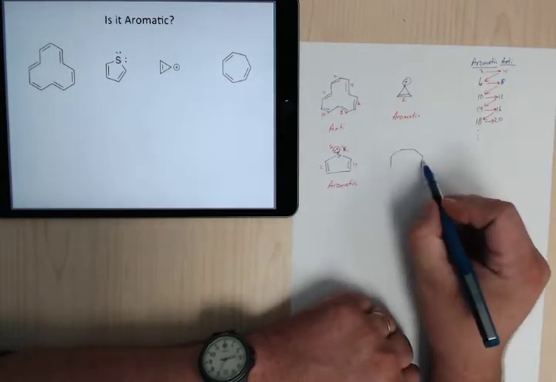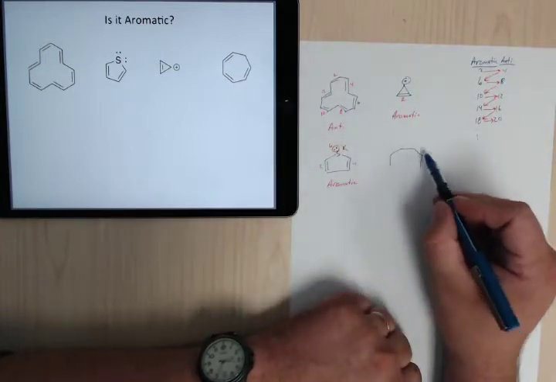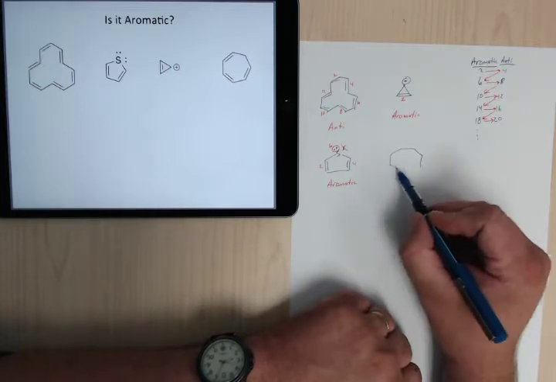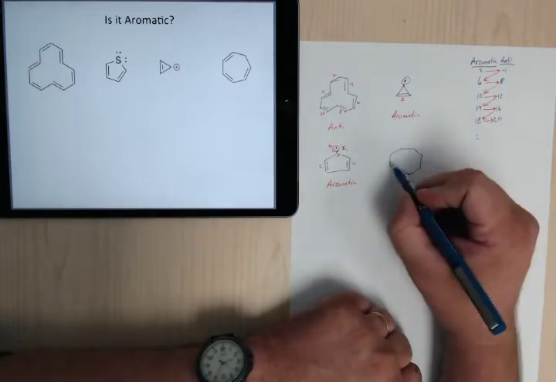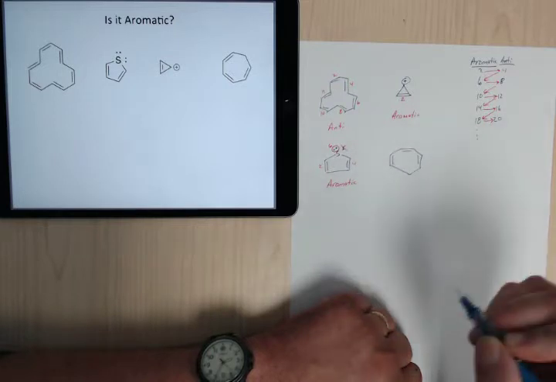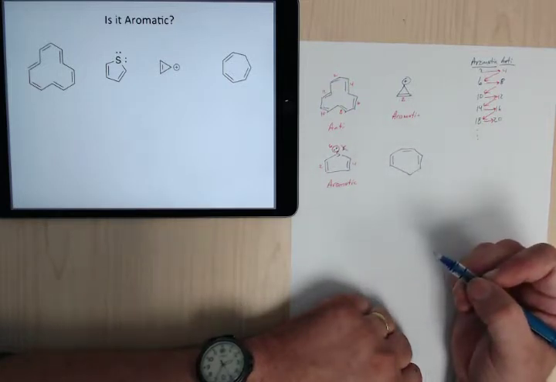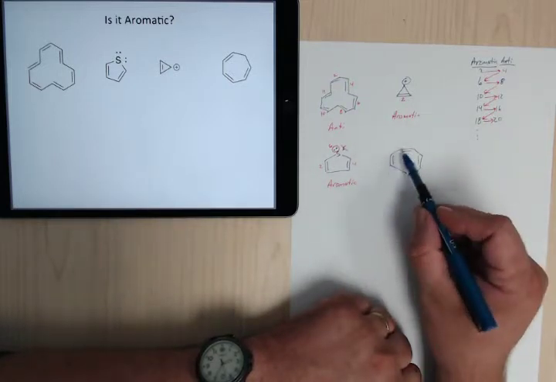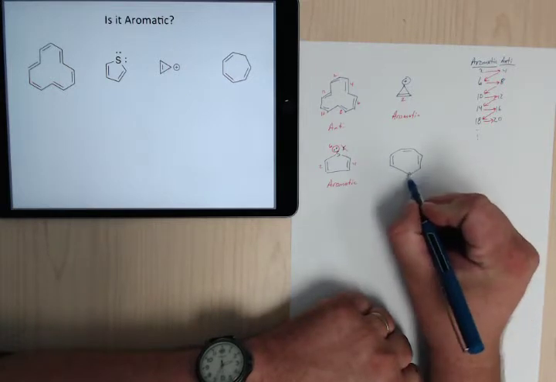So start making your 7-membered ring. Start making your octagon, and when you get to this point, go like that. There you go. Now, pi bond, pi bond, pi bond. Here's a CH2.